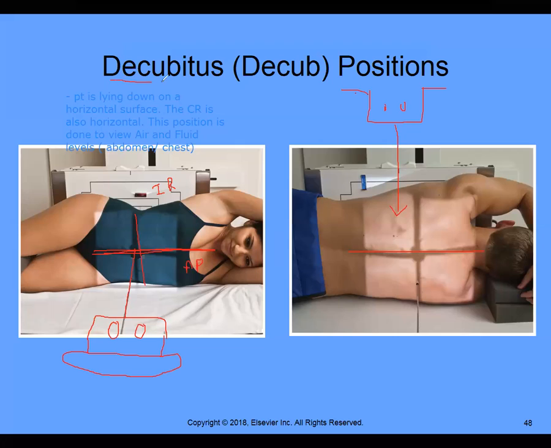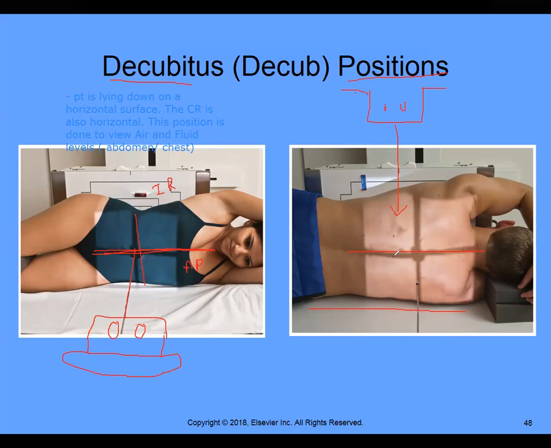Decubitus is going to identify position, not projection. She could be turning, facing away from us like this guy, and this would still be a decubitus. Why? Because again, he's on a horizontal surface and the X-ray is coming as a horizontal beam. And decubitus, I said, helps us to identify air or fluid levels in these cavities.